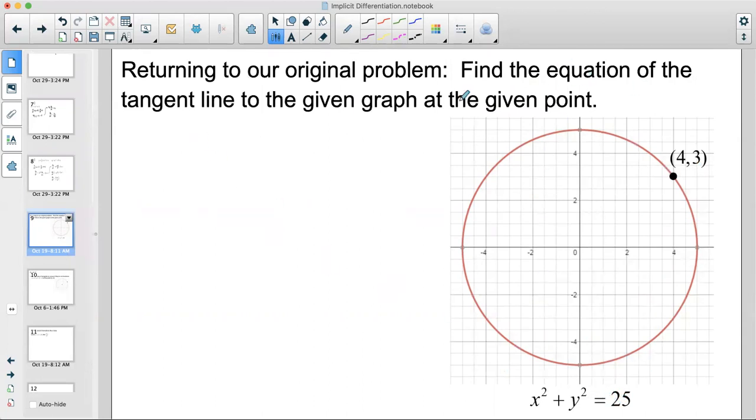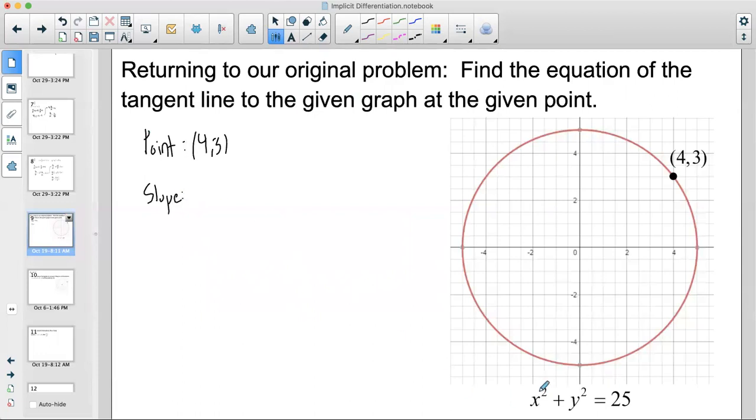So remember, it's the equation of a tangent line, which you've done a million times. We need two things. We need a point and a slope. The point we're given. The point is 4, 3. The slope is going to be a little trickier because we're going to have to do all this implicit shenanigans. So let's do that though.